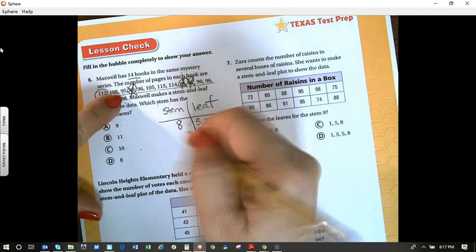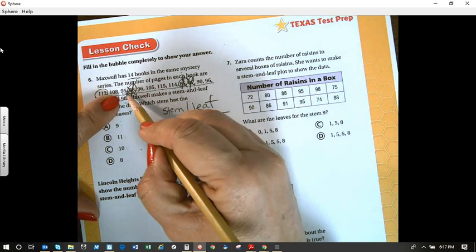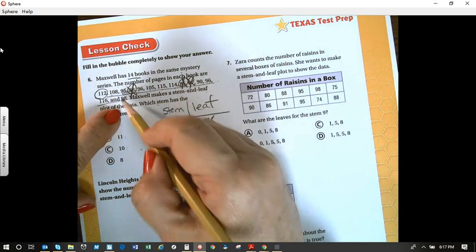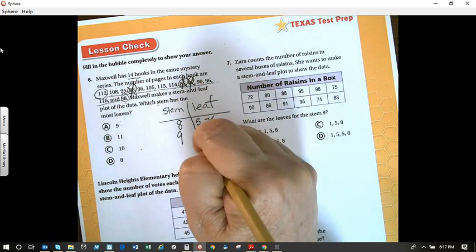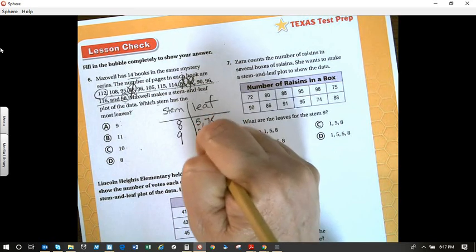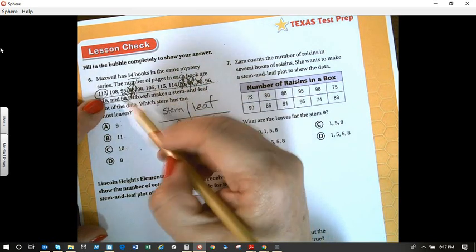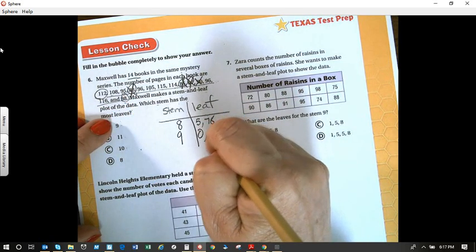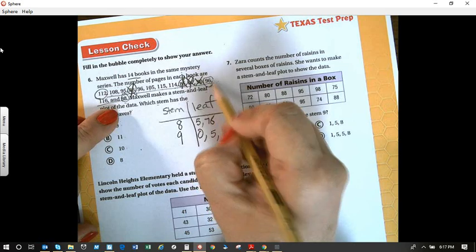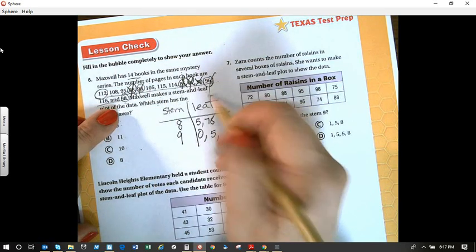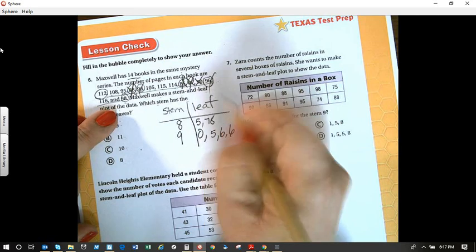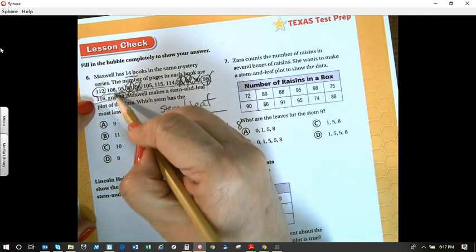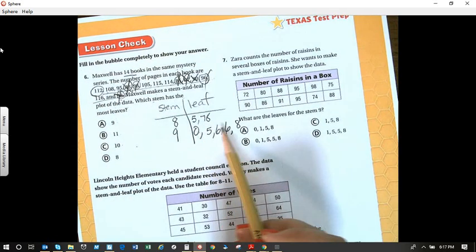Let's look at this. I have my 9s, and it's 95, 96, 90, and 96, and 98. So actually I'm going to have a 0 for my 90. Cross that out. Then I have 195, put a 5 here. I have 296, cross those out, 6, 6, and then I have a 98. Wow, that's a lot of leaves. They have 1, 2, 3, 4, 5 leaves here.